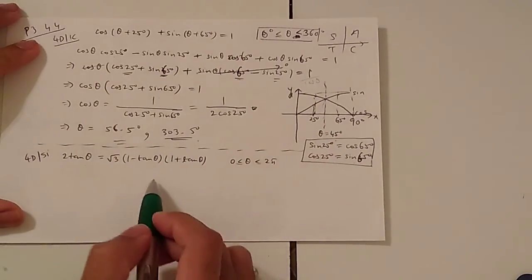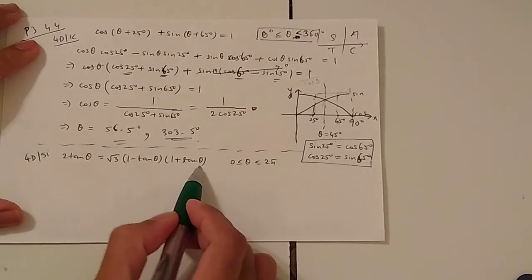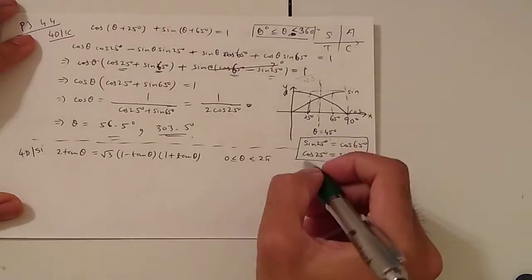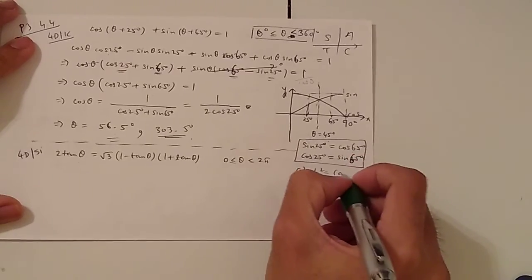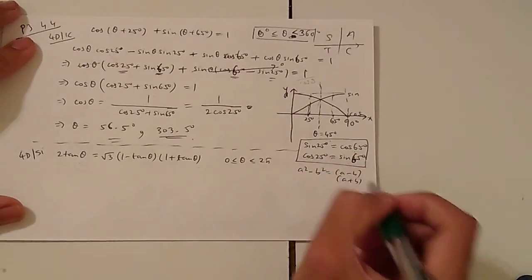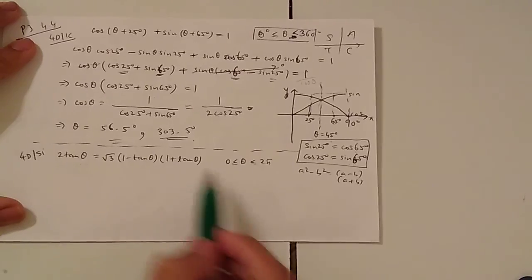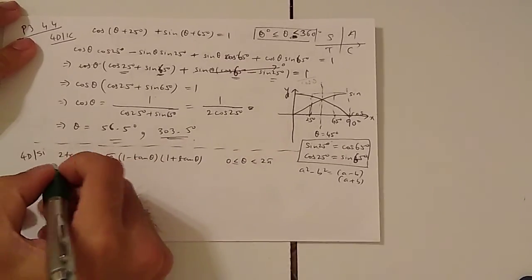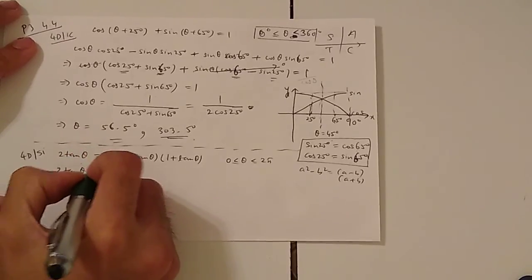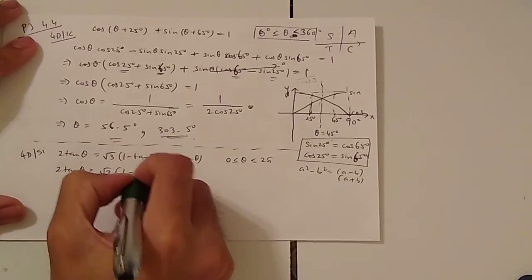This term, 1 minus tan theta into 1 plus tan theta, becomes 1 minus tan square theta, because if you remember, a square minus b square is equal to a minus b into a plus b. So we have a minus b, a plus b, that is going to be a square minus b square, which is 1 square minus tan square theta. So 2 tan theta is equal to root 3 into 1 minus tan square theta.